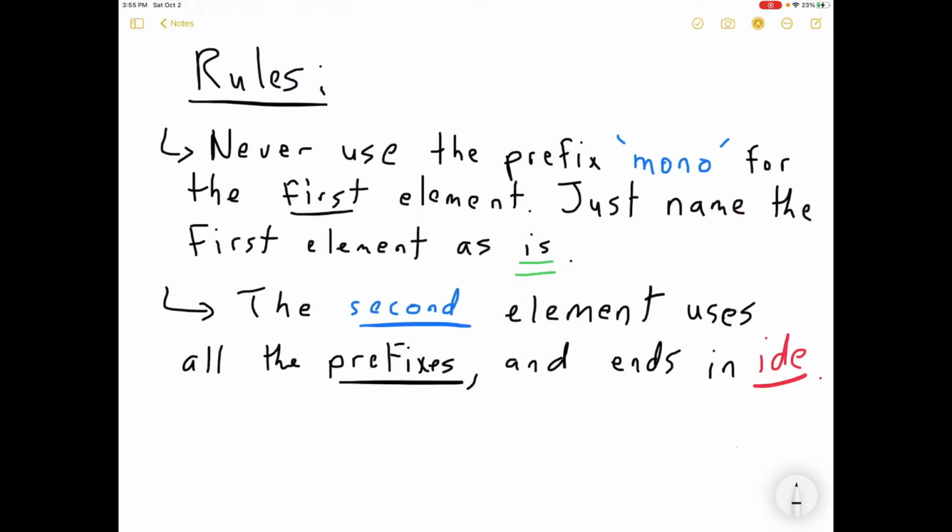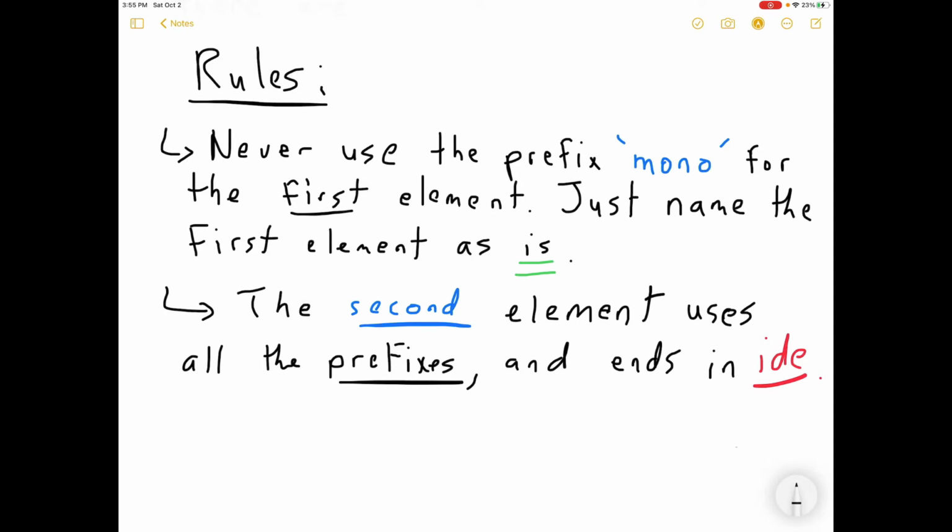Before we get to some practice, we're going to list a couple of rules, and you'll see these rules exercised in the examples we're going to cover. We never use the prefix mono for the first element. You can use it for the second. In fact, you should use it for the second element in the compound, but for the first, we never use mono. We just name the first element as is.